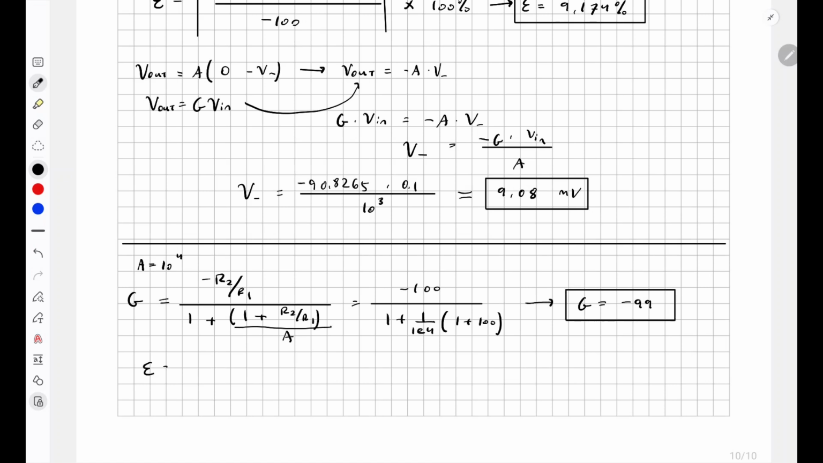Let's do the percent error calculation again. It is just the ideal, which was -100, minus the actual, -99, divided by the ideal, -100, times 100% to convert the decimal into a percentage. If I use the calculator, this just cancels, and 100 minus 99 is just 1, so that's 1%.